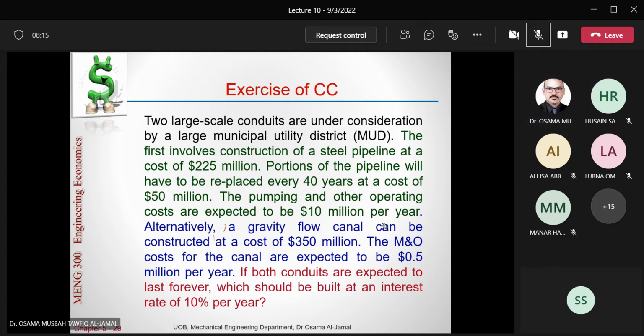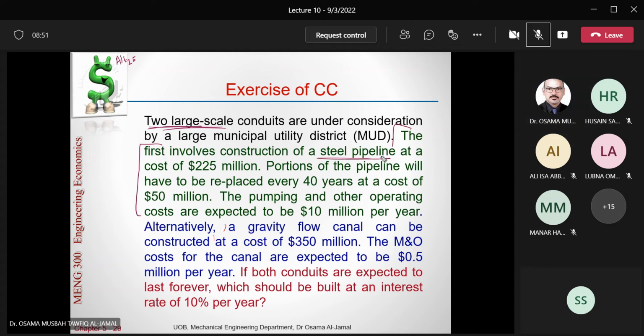Let's take it in good faith. Two large scale debts are under consideration. Two large projects under consideration by a large municipal utility district. The first alternative now. Talk about the first alternative, which is in green here. Of course you are not going to have colors later on. You are not going to see in colors. The first alternative, alternative 1, which is what?